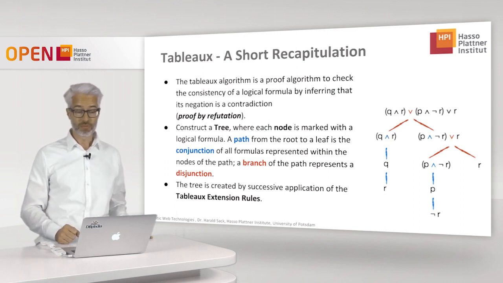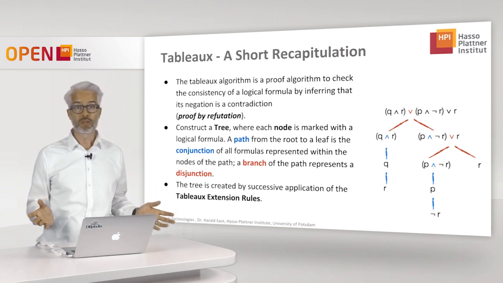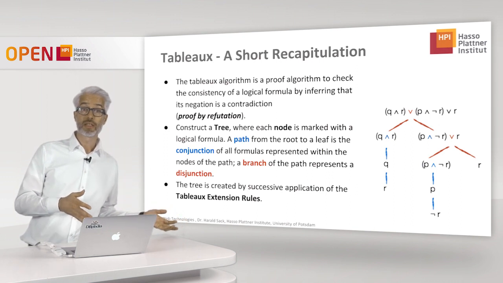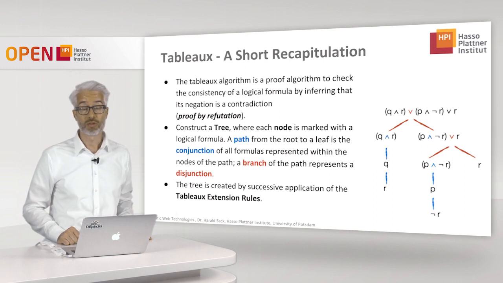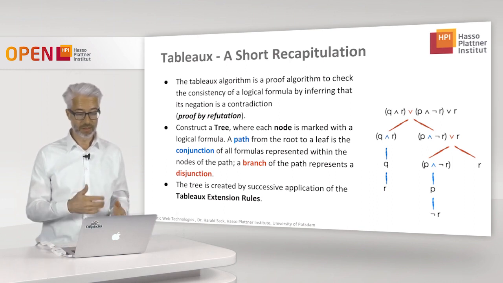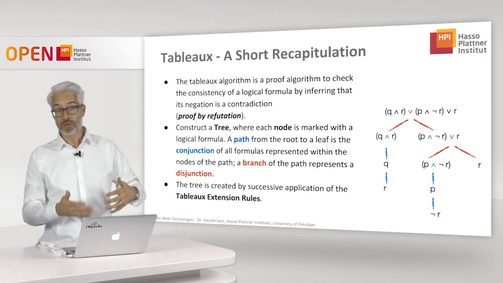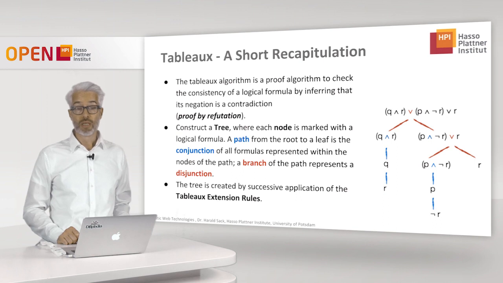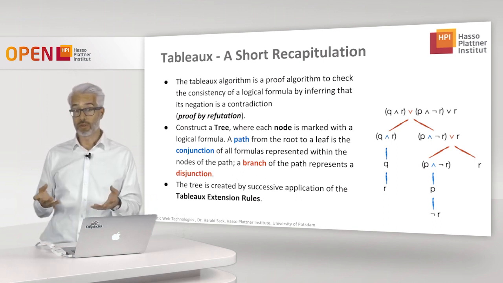So, okay, but first the recapitulation. The Tableaux algorithm is a proof algorithm to check the consistency of a logical formula by inferring that its negation is a contradiction. So this is a kind of proof by refutation. We have talked a lot about this. So we simply have to assume the inverse of our original problem and have to show that this is a contradiction. And we do this in the Tableaux algorithm by constructing a tree, the so-called tableau.